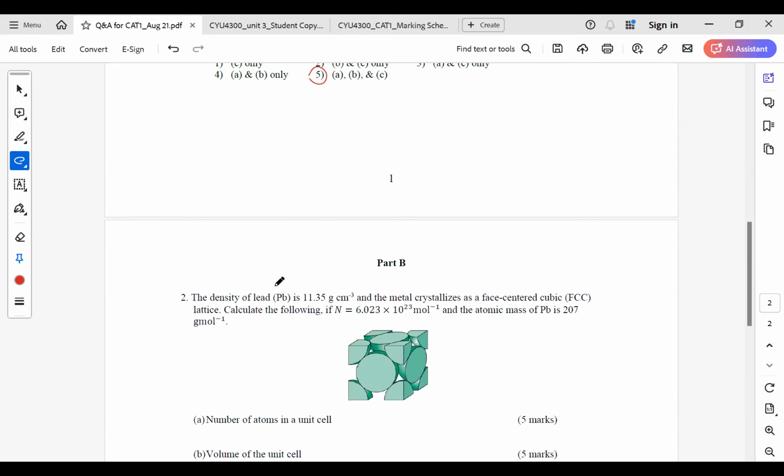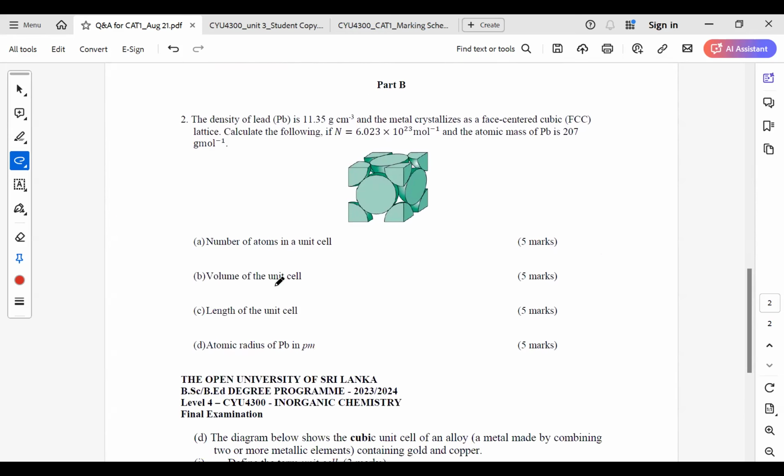Then let's go to part B. As I told you, structured questions were also there, so this is that structured question. It looks difficult, but it's easy. This is about a metallic lead solid. Its density is given. Its packing nature is given. It's a face-centered cubic lattice.